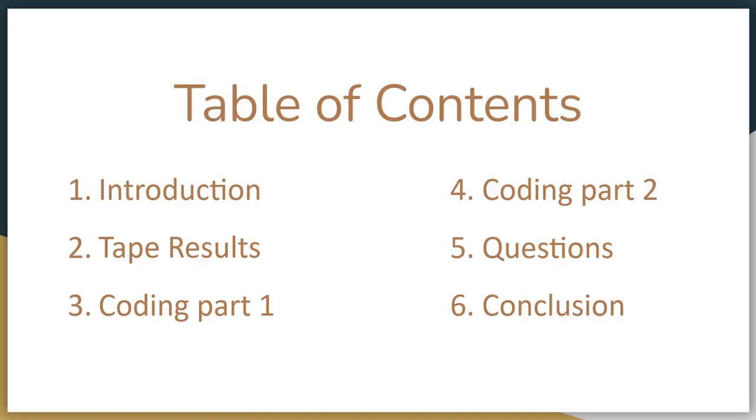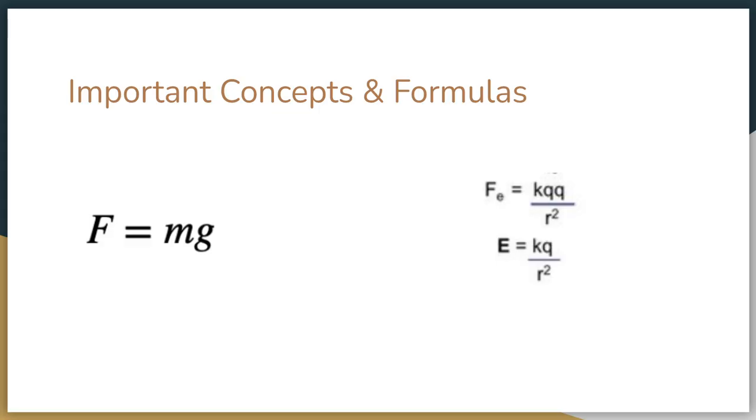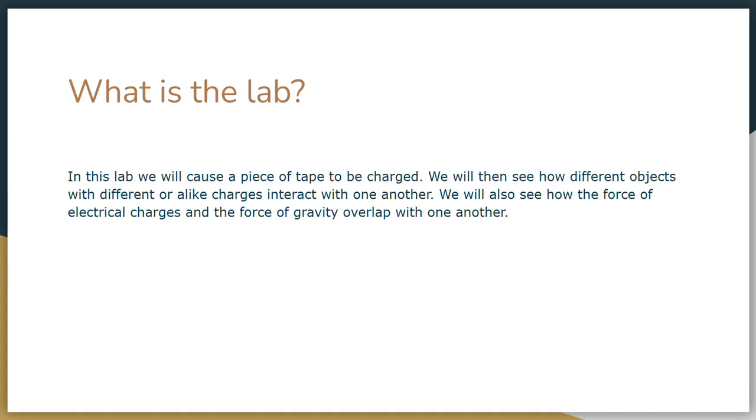So the table of contents: we start with the introduction, then down to the results, the discussion, and the application framework. We then go into the totals for part one and part two of the lab. Then we'll end part one and include the introduction. Important concepts and formulas for this lab are the force of gravity, the electric field, and the force of electric fields from objects in space.